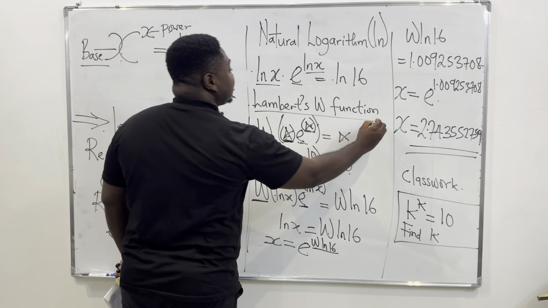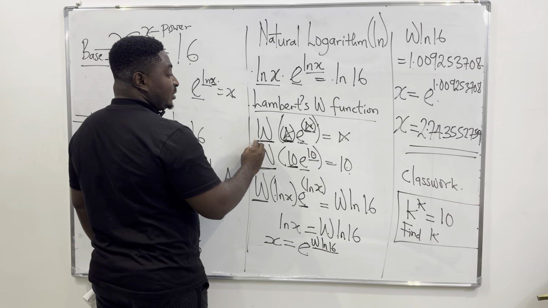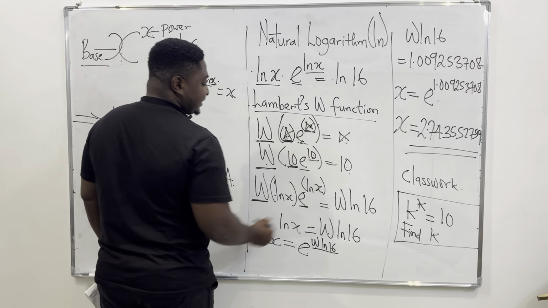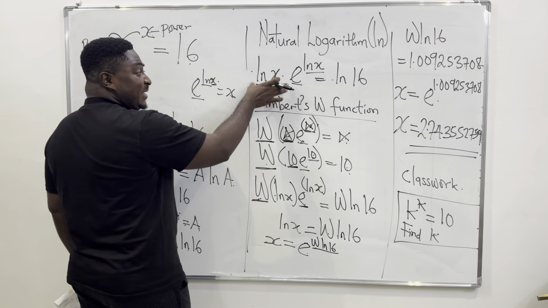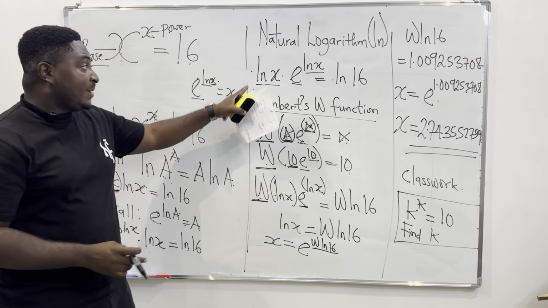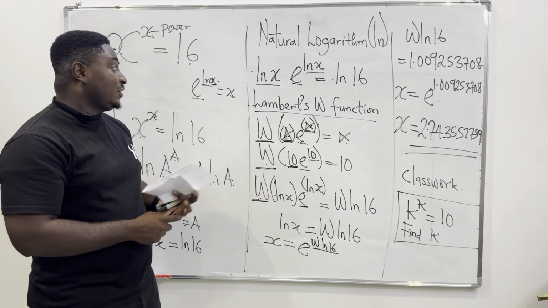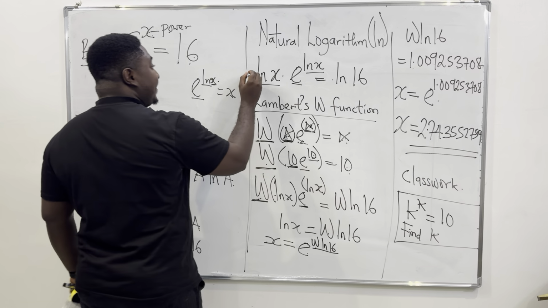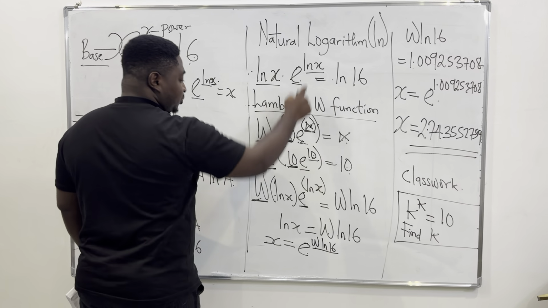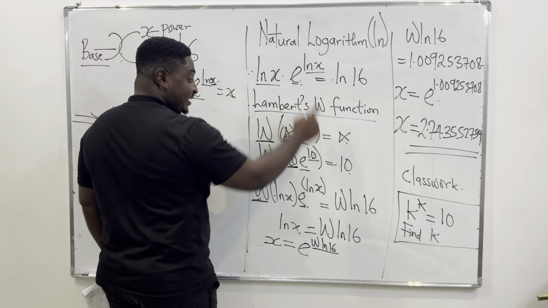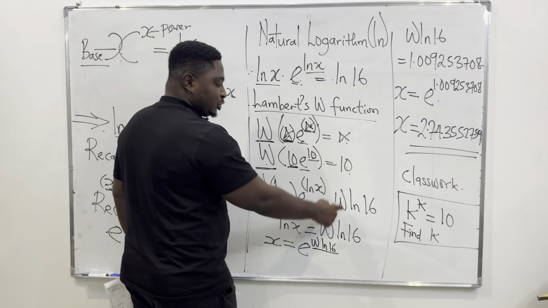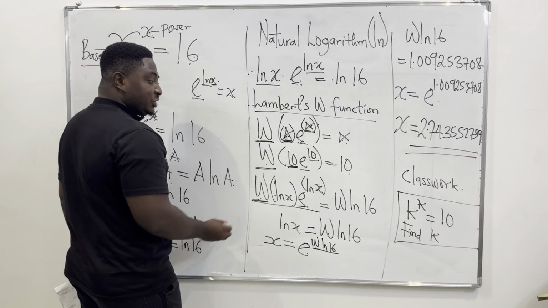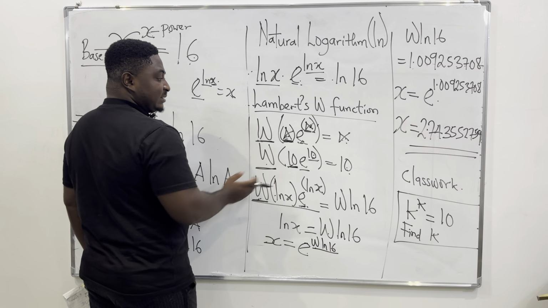I now reminded you of the Lambert's W function that says anytime you have Lambert's W of alpha e raised to alpha, the answer is alpha. Lambert's W of 10 e raised to 10, the answer is 10. In this part of the question, there's no Lambert yet. So what we'll do is apply Lambert's W to both sides of the equation, so that we're going to have Lambert's W of ln x e raised to ln x equals Lambert's W of ln 16.